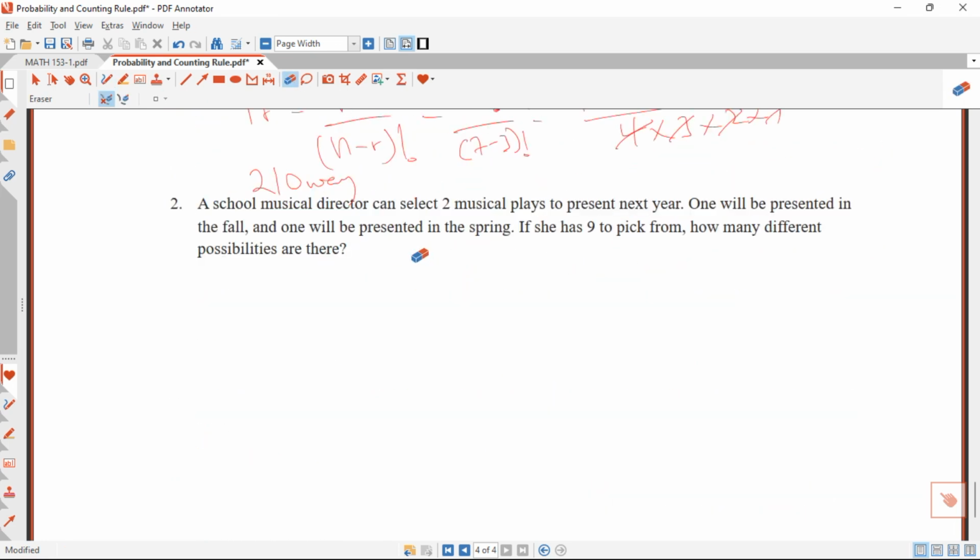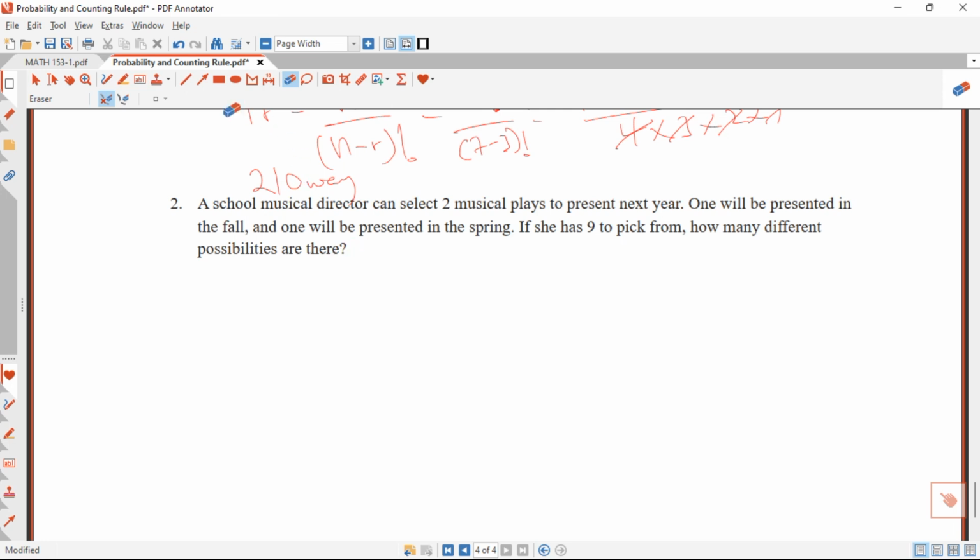Yes. So let's go to our second question, and here it says a school musical director can select 2 musical plays to present next year. One will be presented in the fall, and the other will be presented in the spring. If she has 9 to pick from, how many different possibilities are there?